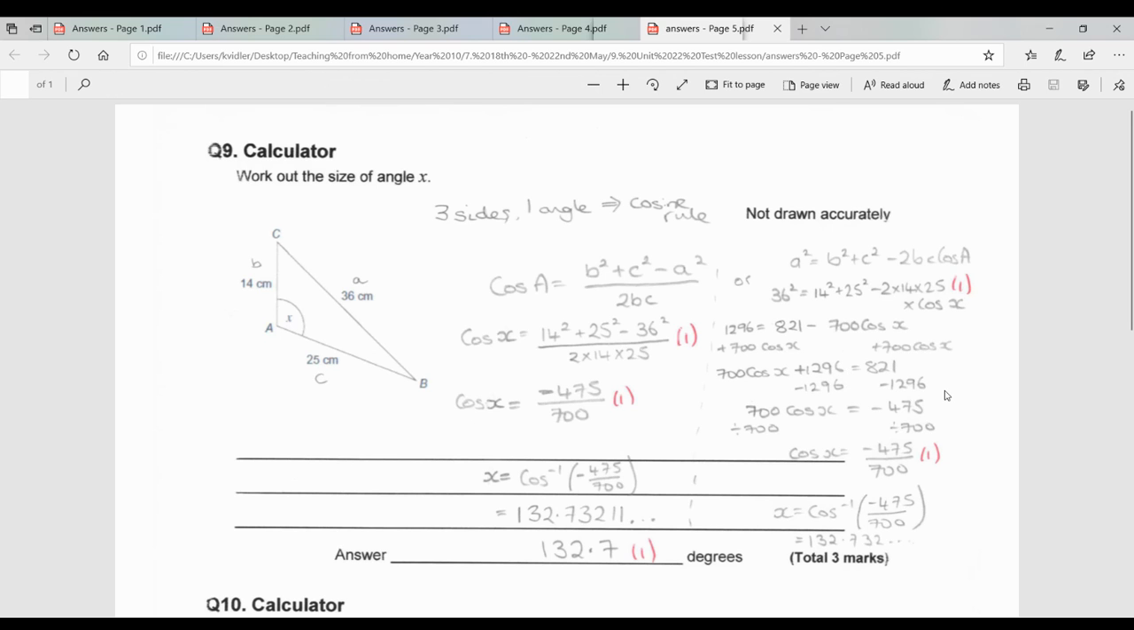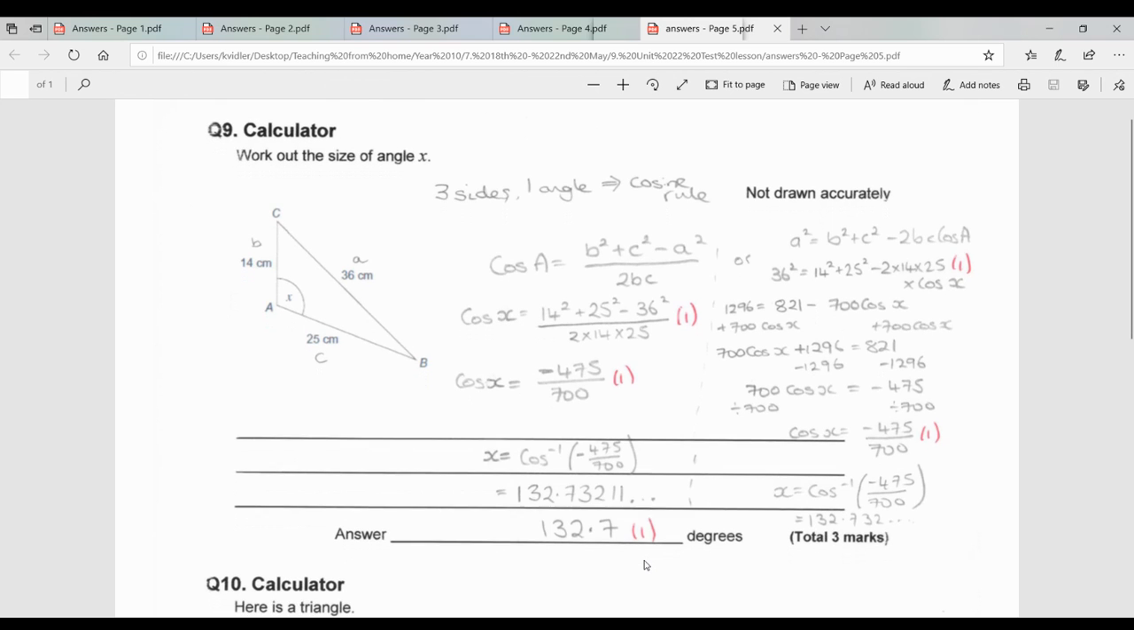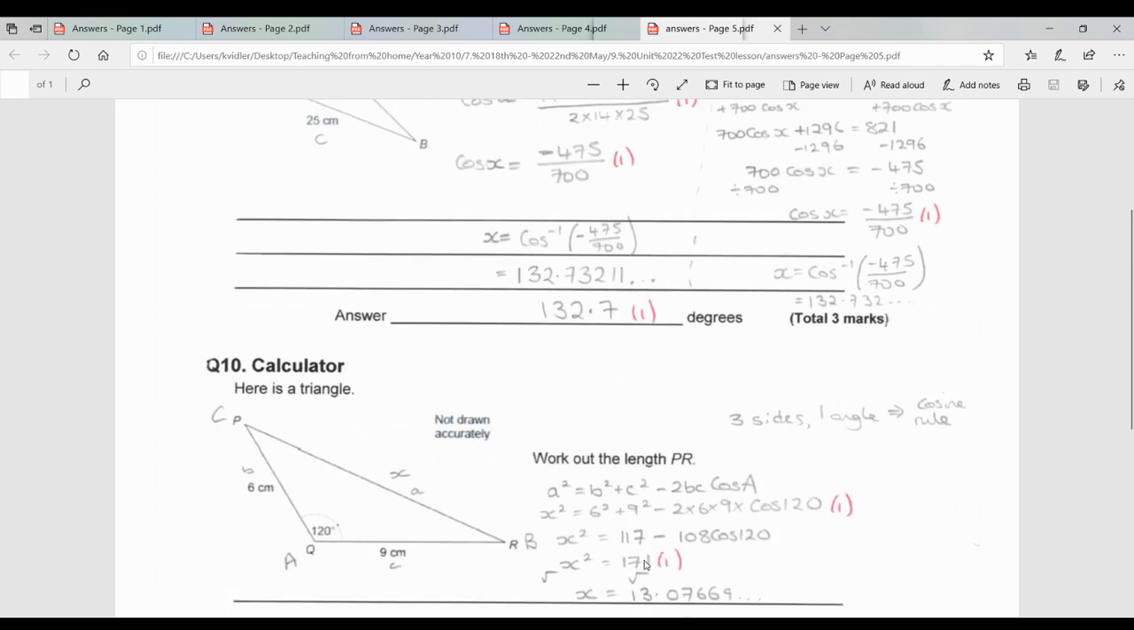We then end up wanting to get rid of the 1,296. We're going to take that away from both sides, divide by 700, and we end up here with what we had here. There's an awful lot more working out, but it's still fully valid if you want to use that method, and then inverse cos it to get the same answer there. So again, as long as you've rounded appropriately, you've got your 3 marks for question 9. So it's probably one of the trickier ones.